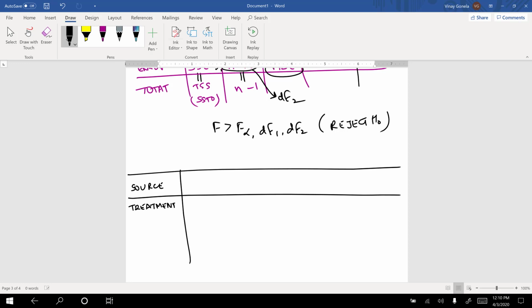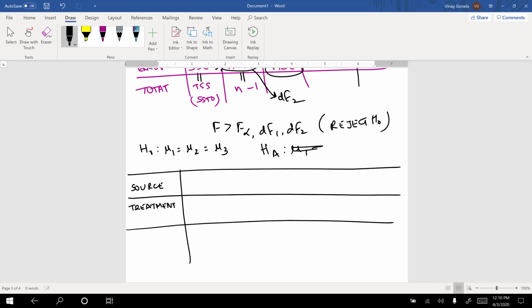So treatment is given, and suppose I have three treatments given. Let me assume mu 1 is equal to mu 2 is equal to mu 3 is my null hypothesis, and the alternative would be at least one is different. So when I say at least one is different, I'm saying one of these is different.